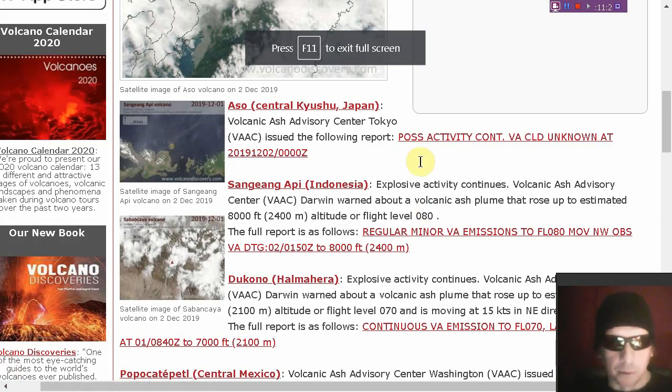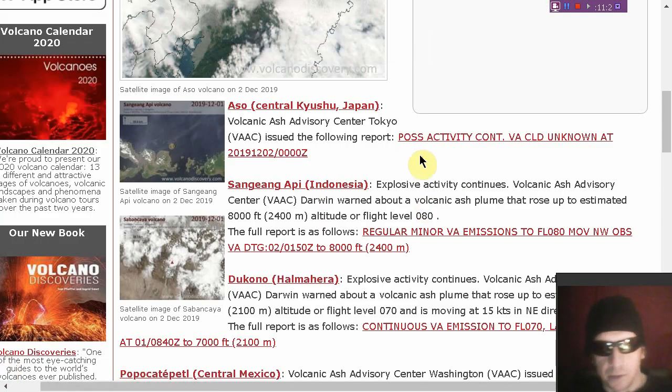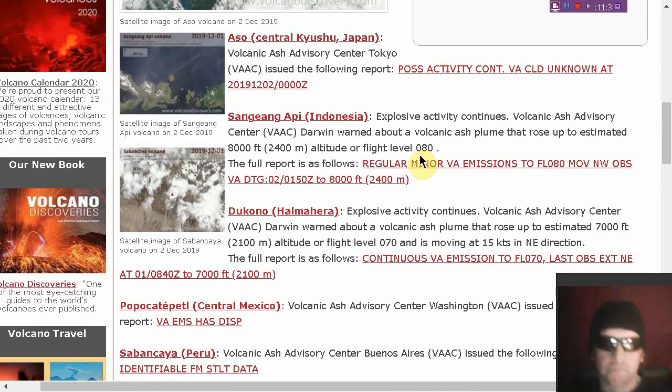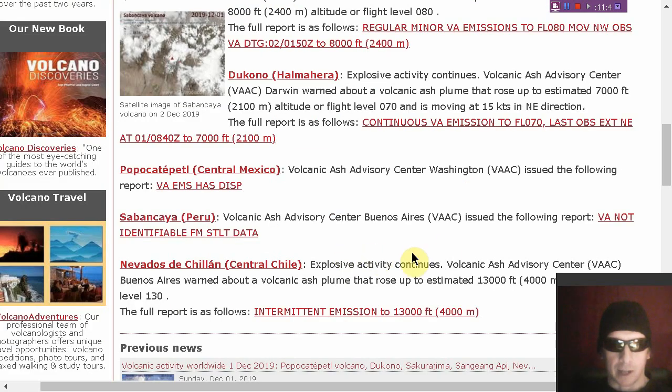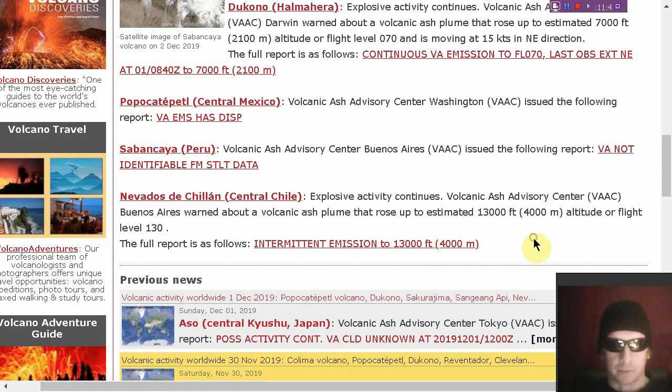First, we'll look at volcanoes real quick. The list includes, for December 2nd, Mount Aso. Unknown cloud, don't fly over it with your ultralight John Denver style aircraft. Sangay, flight level 8,000. Dukono, flight level 7,000. Popocatépetl, dissipated. Sabancaya, not identifiable. And Nevados de Chillán, intermittent emissions and explosions, 13,000 foot ash plume. Please don't pole vault Nevados de Chillán. Little downtick in volcanic activity there, folks.